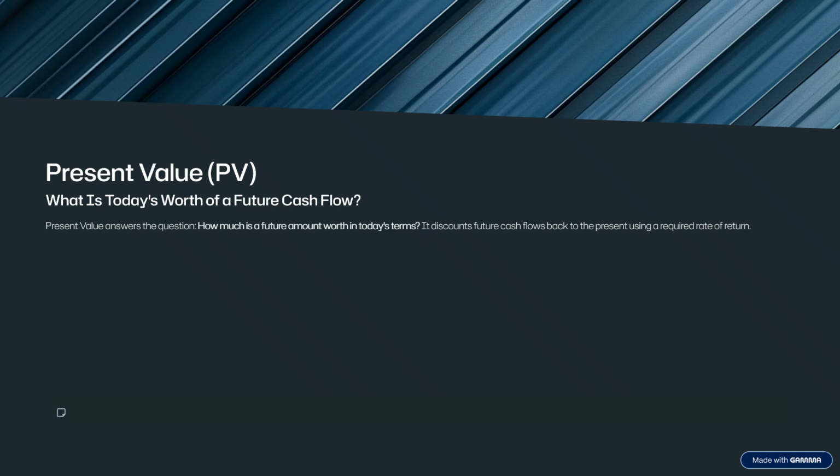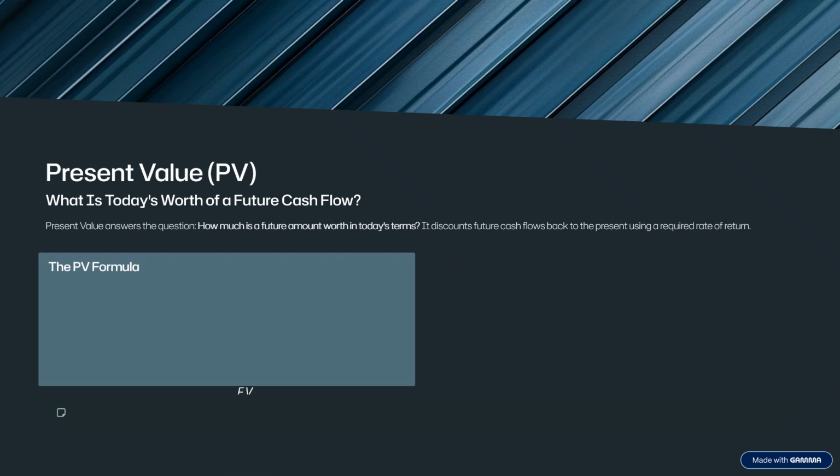Okay, so think about this logically. If someone offers you 1000 today or 1000 after 3 years, you will always prefer today. So the future amount must be reduced to make it comparable to today. That reduction in the value is our present value. Okay, so this is the formula of how we calculate the present value of money.